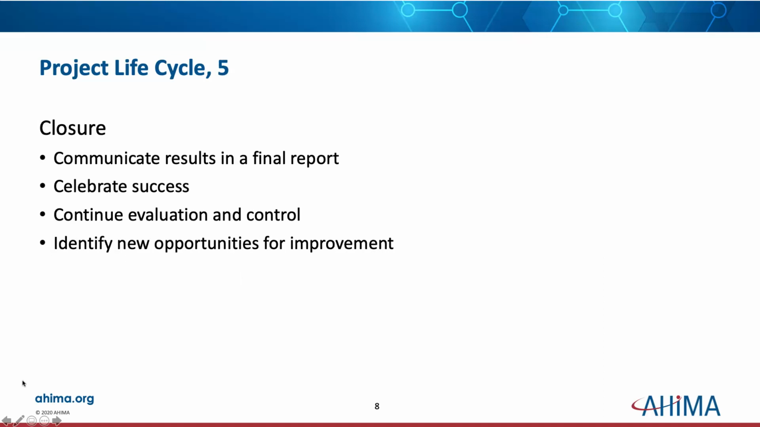The closure is you develop a final report. That's where all the results are reported and next steps may be identified. You celebrate your success. You can continue evaluation and control, which is always a good idea, because just because something went well doesn't mean it's still going to be going well 6 months later. And then, of course, you identify those new opportunities for improvement. And if you know of those opportunities for improvement, make sure you include those in your final report.